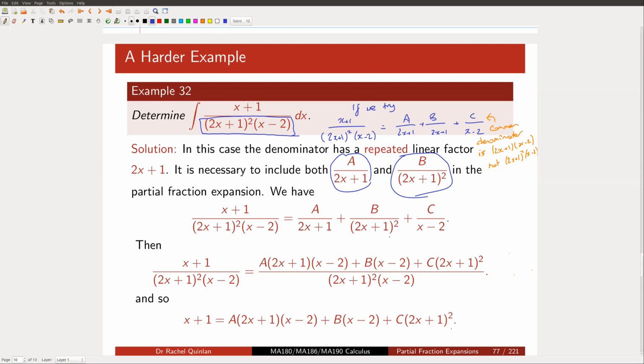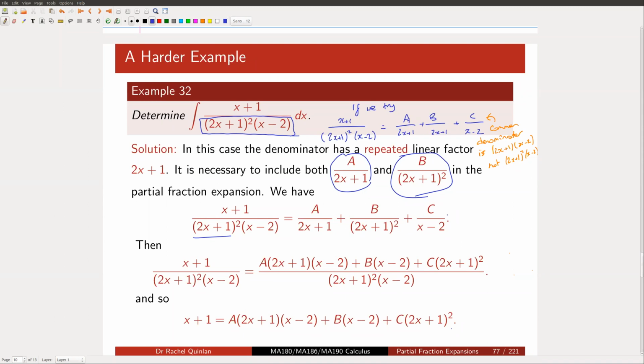So the form of the partial fraction expansion here would be a over 2x plus 1, so that repeated factor but just once, b over 2x plus 1 squared, and c over x minus 2. And with that adjustment, we will be able to find solutions for a, b, and c. So that's just a comment about what to do in this case, where you have a repeated linear factor in the partial fraction expansion.